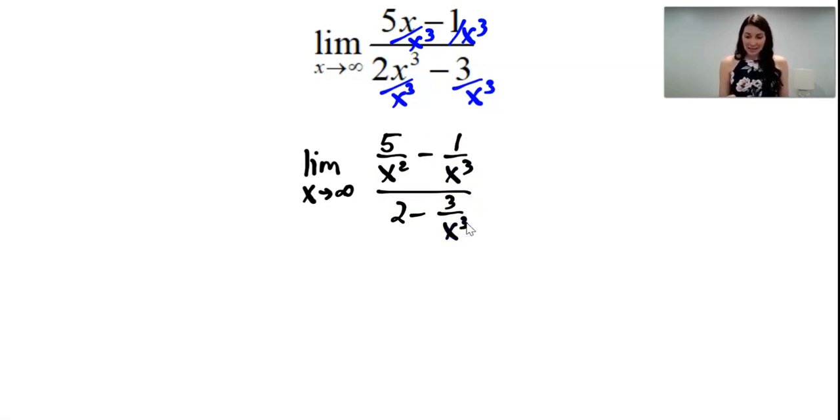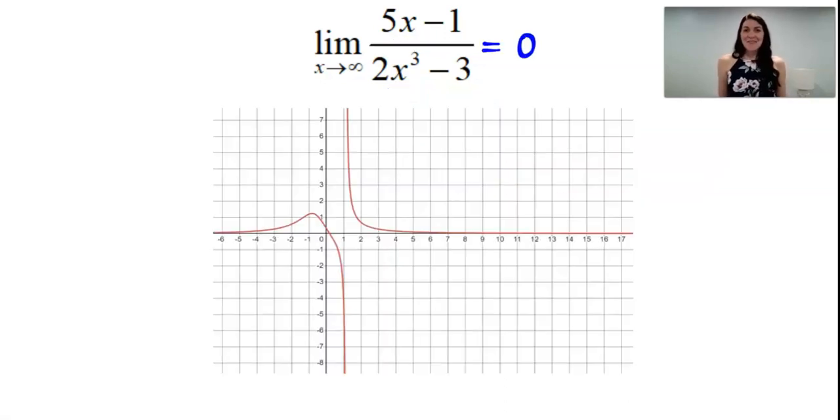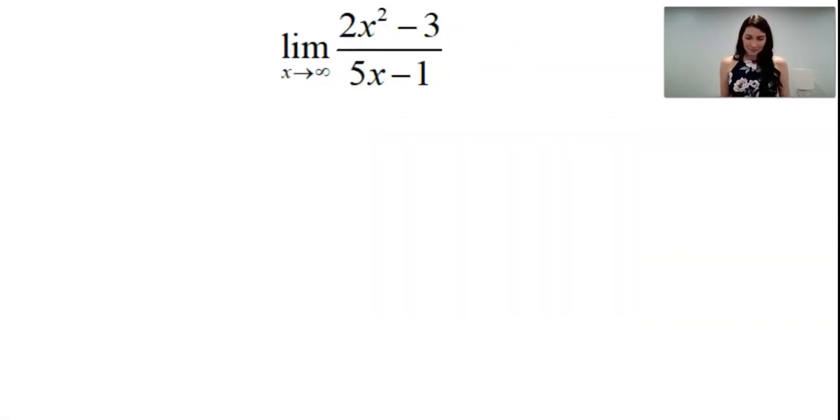Now think about plugging in infinity. 5 divided by an enormous number, 0, 0. All of those approach 0. So what do we have left? 0 minus 0 over 2 minus 0, which simplifies to 0. So it looks like for this rational function, the end behavior is 0. Again, let's take a look at the visual. Here's the graph of this rational function, and you can see as x goes forever and ever to the right, the graph approaches the y value of 0. Let's take a look at one more example.